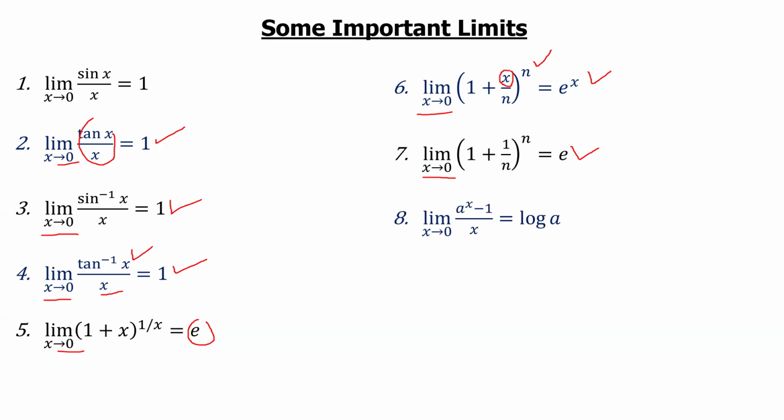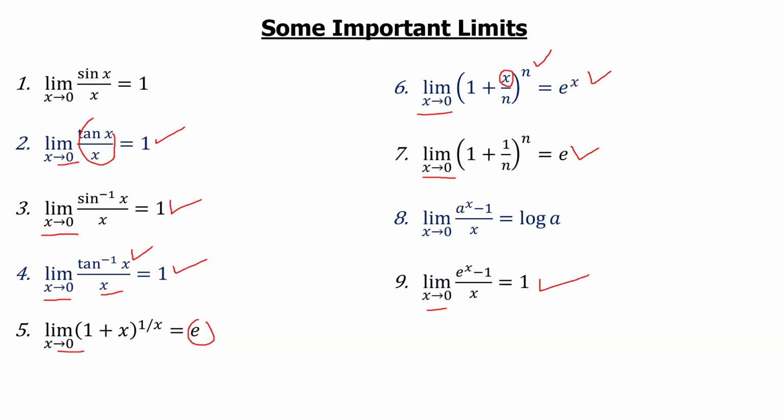Eighth, limit of (a to the power x minus 1) upon x when x tending to 0 is equal to log of a. Limit of (e to the power x minus 1) upon x when x tending to 0 is equal to 1. So these are some important limits which are useful to solve or find some limits. Thank you.